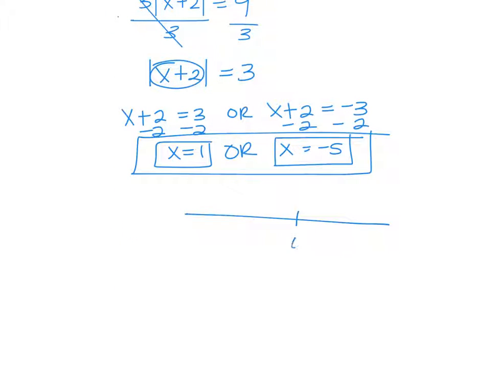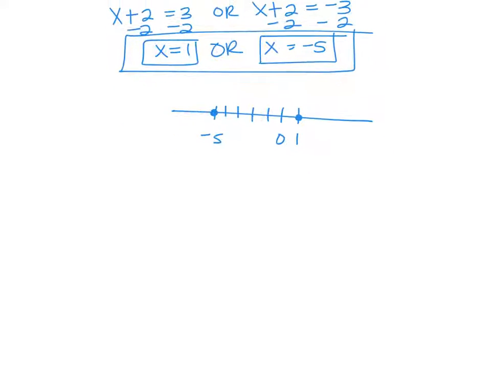Super easy. Here you go. If this is 0, this is 1, 1, 2, 3, 4, 5. Okay, here's your options. 1, negative 5. Your graph is just the 2 points because they're equal, not less than or greater than. So no arrows. Okay, good on that?